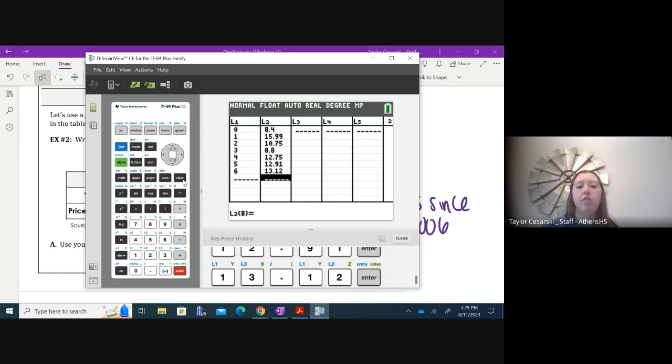And always look over and make sure that it looks good, because if it was supposed to be $15.99 but you type $5.99, it will produce a result, but it'll be wrong, if that makes sense.